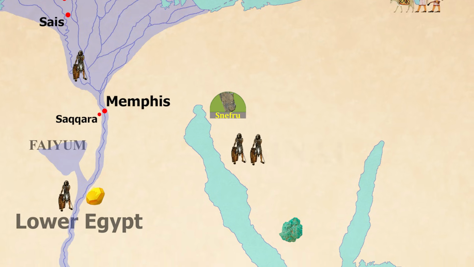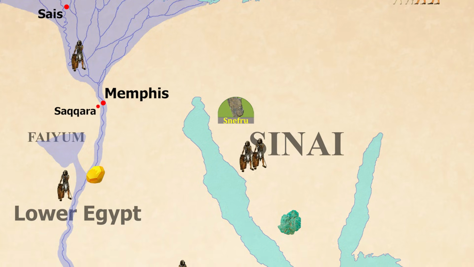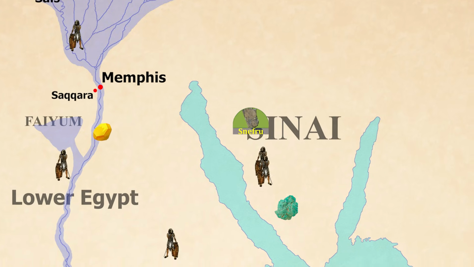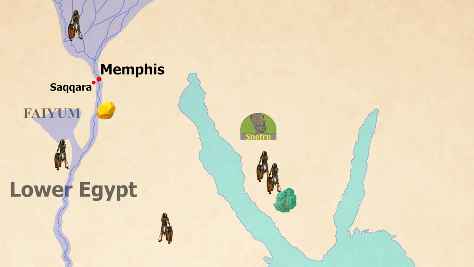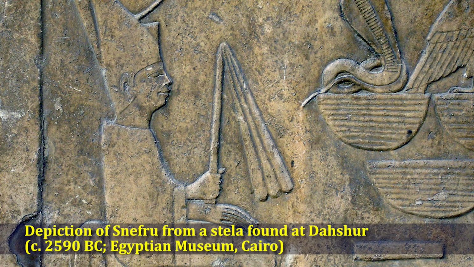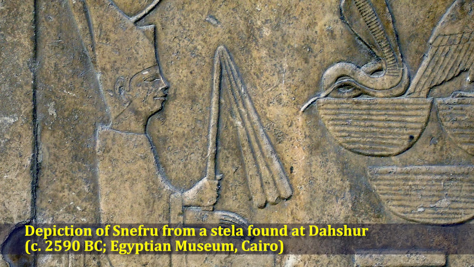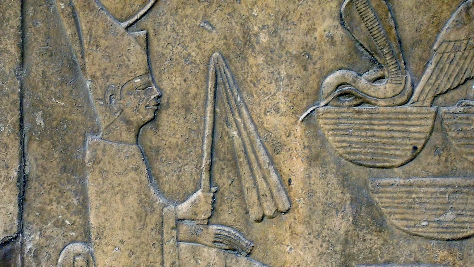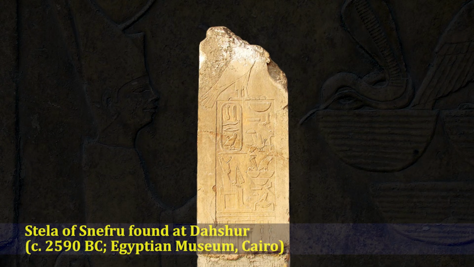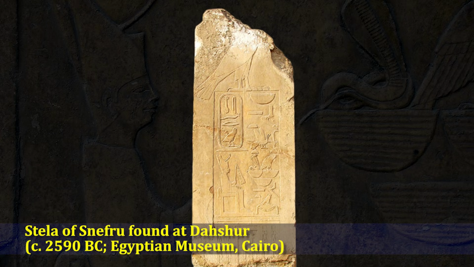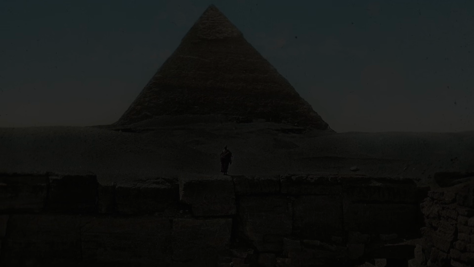The mines of the Sinai were important sources of copper and turquoise, two things that the growing Egyptian economy couldn't be without. Most scholars believe that Snefru sat on the throne of Egypt for 24 years. He's believed to have been buried not at Saqqara, but in the Red Pyramid at Dashur, although his body or even his sarcophagus have never been found.